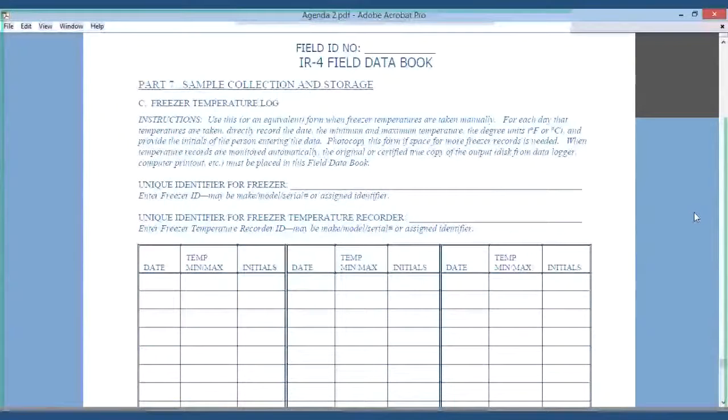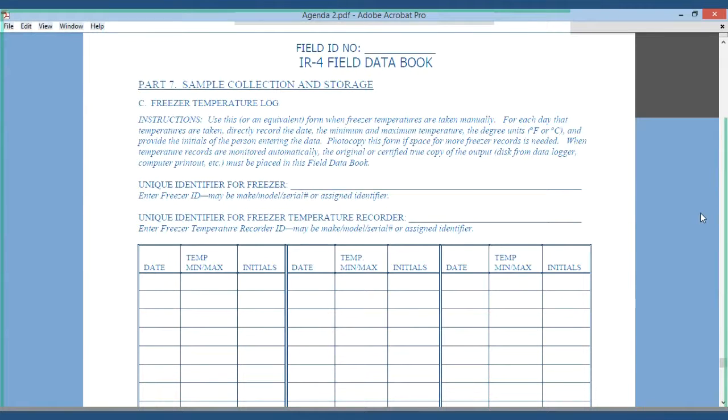So you've collected your samples already. You've put them in the freezer. And here, you're monitoring the temperature. So this is the date, the minimum and maximum temperature, and the initials. Again, if you have some recording device, it may already automatically log the date and the minimum maximum temperature. So you could simply include that information on the following pages.